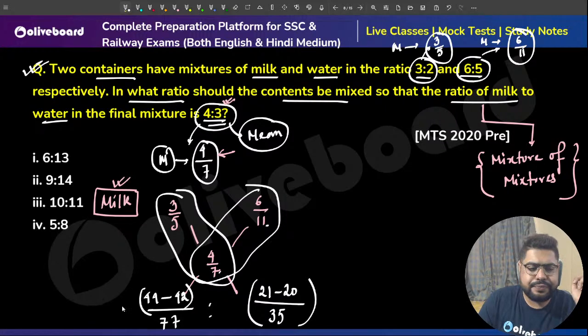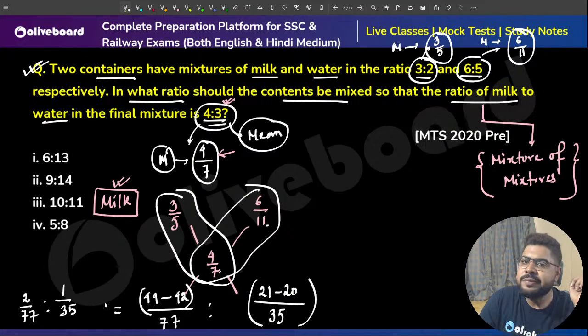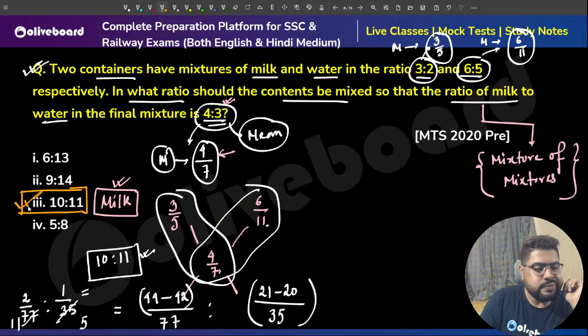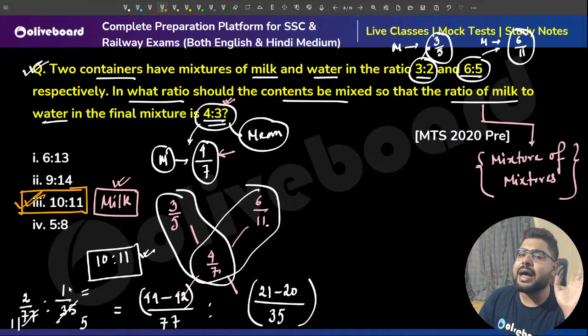That means what is it giving us? It is 1/35 and 2/77 as the ratio. 7 5s are this, 7 11s are this. So if you do this, it is giving you 10:11 as the ratio. The answer is option number 3, 10 is to 11.